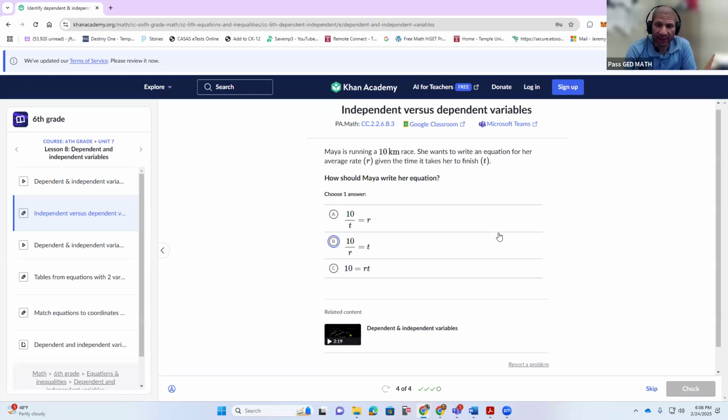Maya is running a 10-kilometer race. She wants to write an equation for her average rate, given it takes her T to finish. How should Maya write her equation?